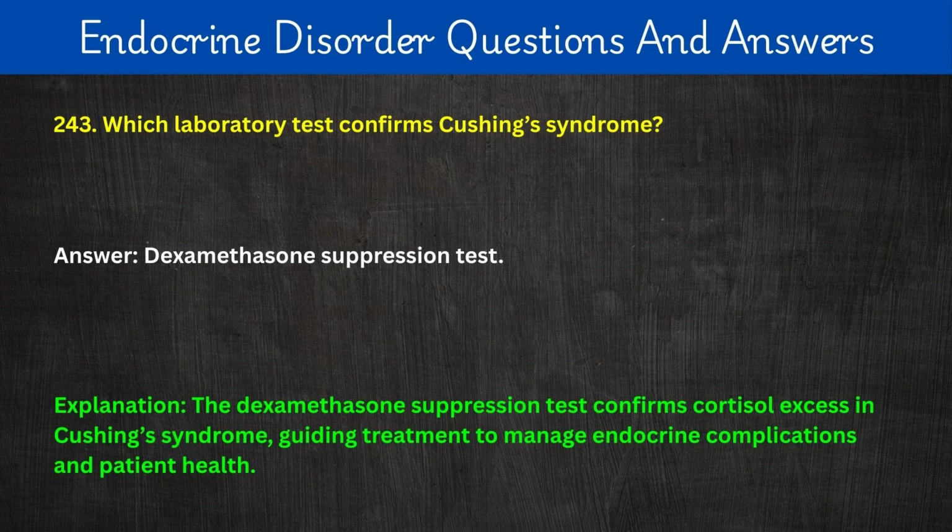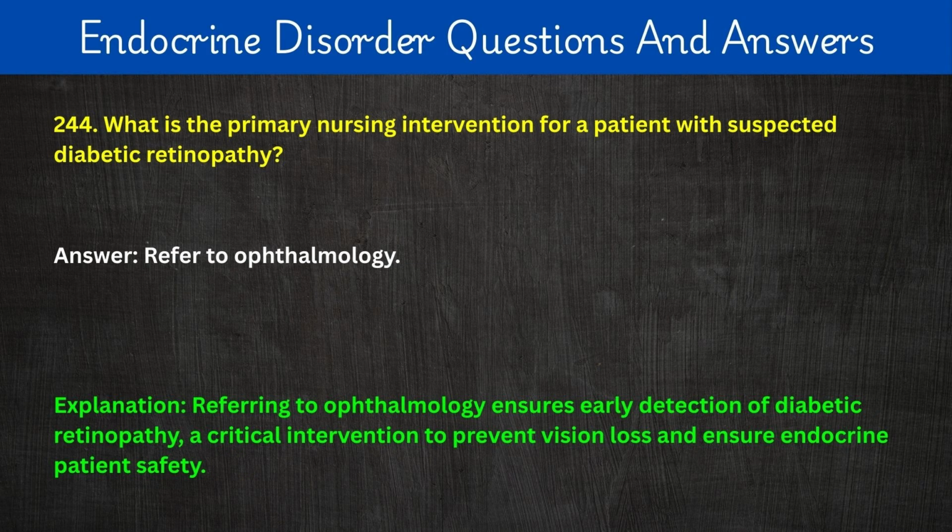complications and patient health. 244. What is the primary nursing intervention for a patient with suspected diabetic retinopathy? Answer: refer to ophthalmology. Explanation: referring to ophthalmology ensures early detection of diabetic retinopathy, a critical intervention to prevent vision loss and ensure endocrine patient safety.